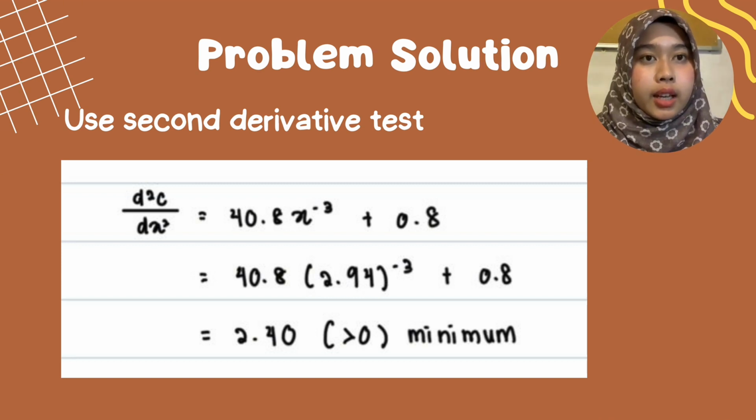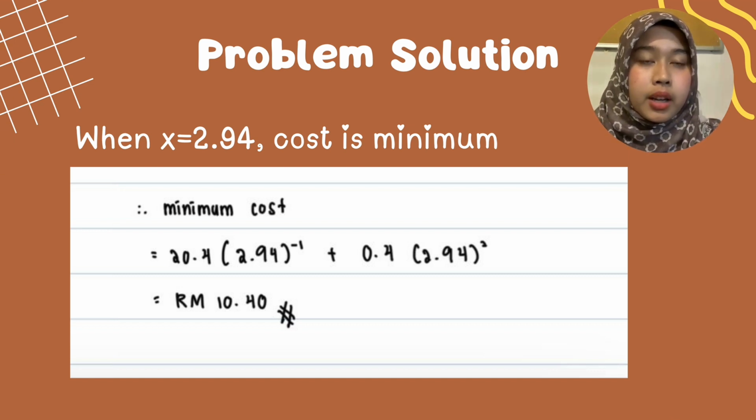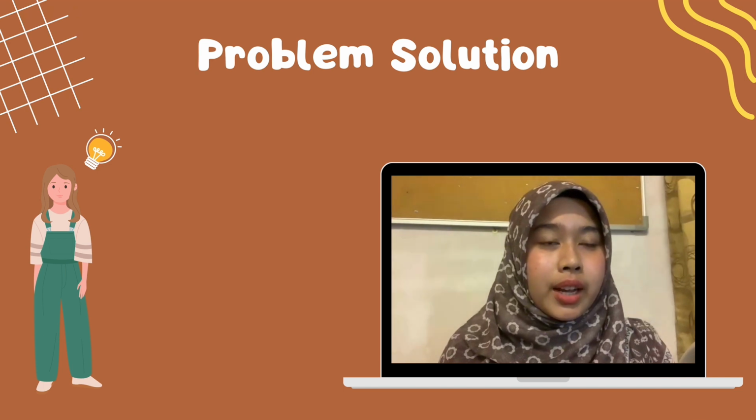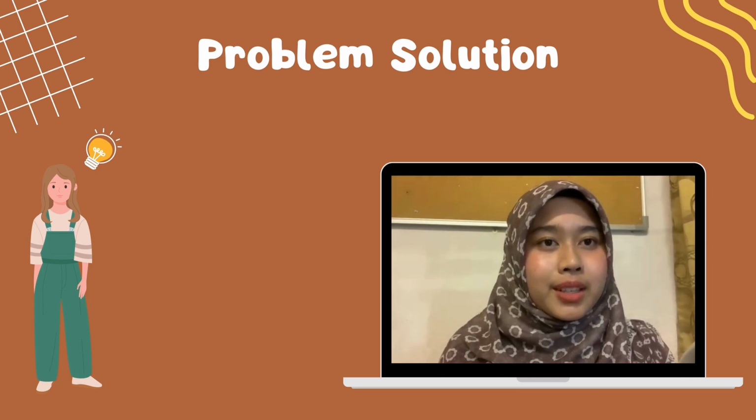After that, we differentiate again, which is we use the second derivative test to make sure the cost is minimum. From the previous calculation, we can see that the value is positive, so the cost is minimum, and the x value that we got previously is 2.94. So we just insert the value of x into the cost that we already calculated before, and we got the cost of the cardboard is RM10.40. So we have helped Alia solve this problem by knowing the minimum cost of the cardboard, which is RM10.40.